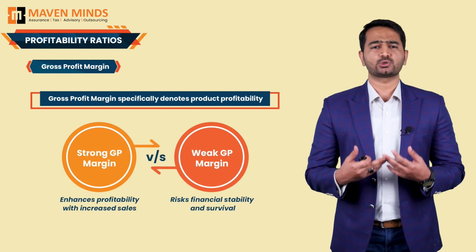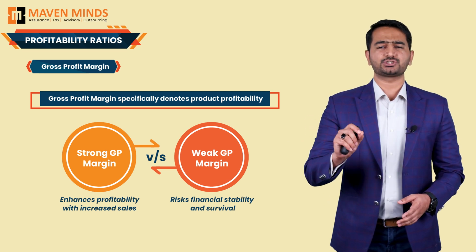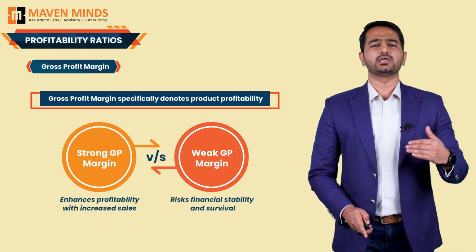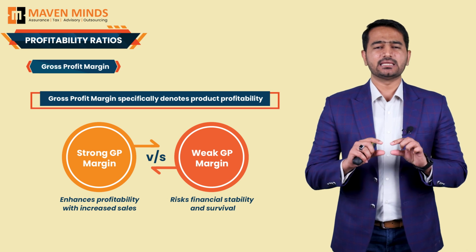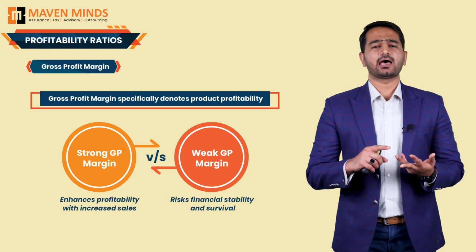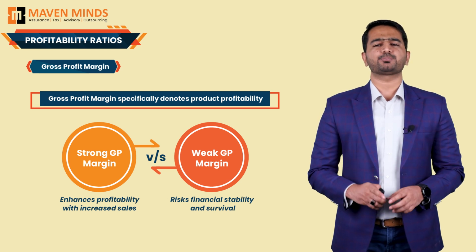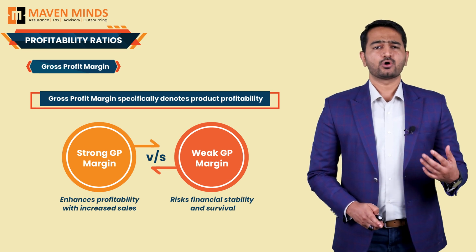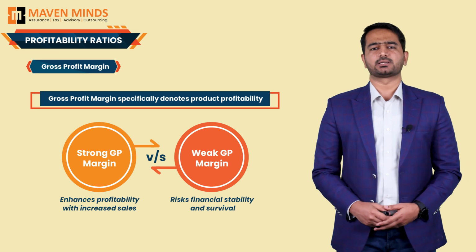Even if a business is not making a substantial net profit today, a good GP margin ensures that as the sales volume increases, the profitability will improve. This is because as the sales increase, the impact of fixed costs like rent, salaries, and overhead expenses becomes smaller, improving the overall profitability. However, if a company has a negative or very low GP margin, survival becomes extremely difficult.